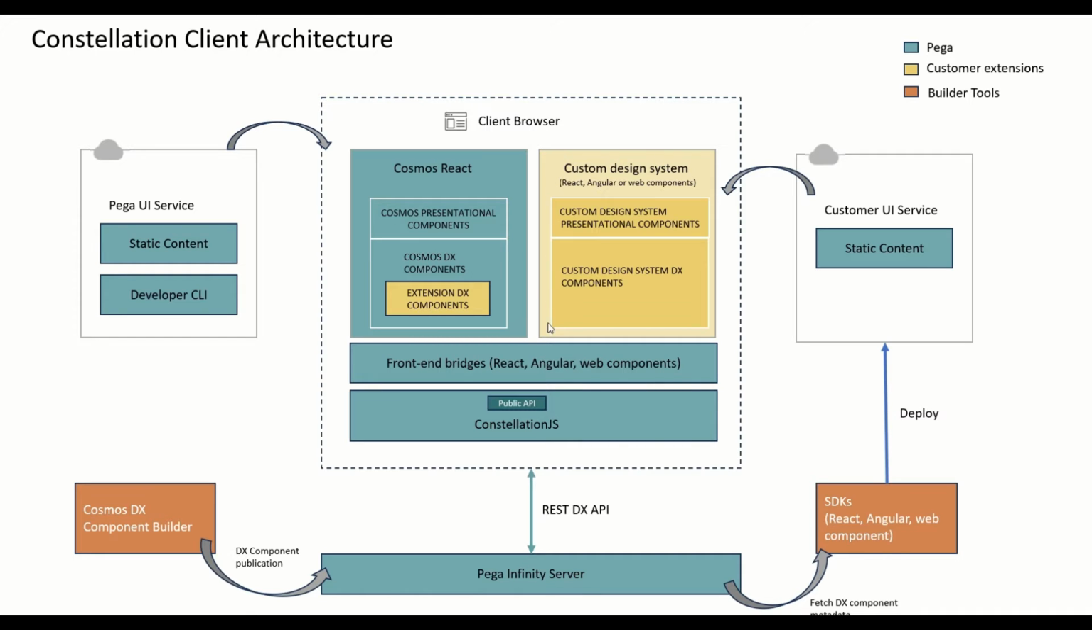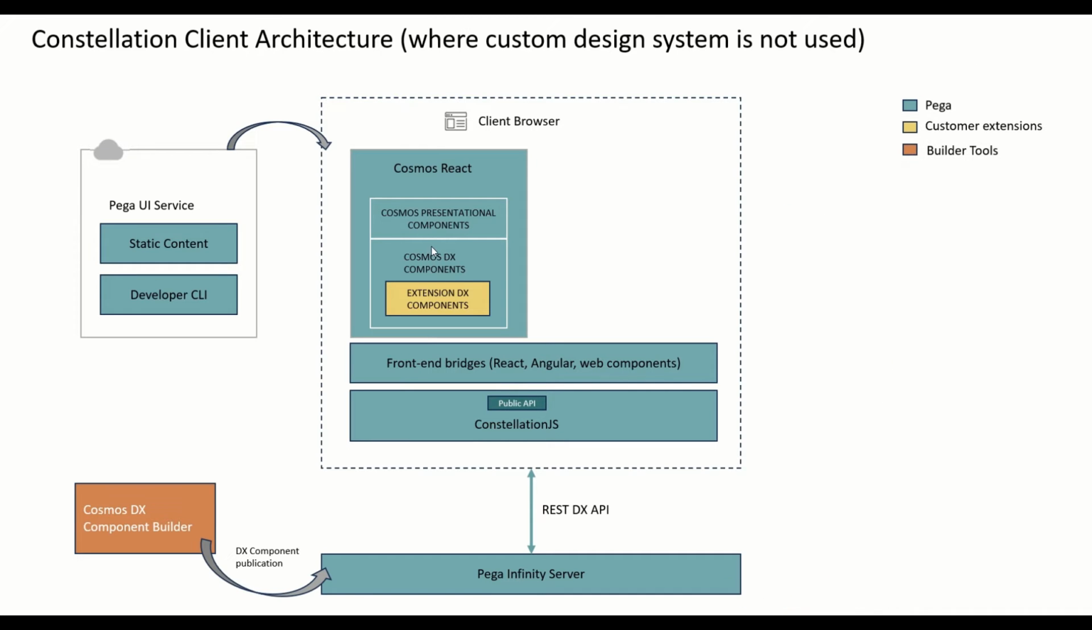Anyways, for the custom design system, we'll go there to understand the concept itself and the architecture itself. You need not worry about the custom design system as of now. For simplicity, I'll just hide that custom design system. If you are able to understand this Cosmos React, with what Pega is providing out of the box, the same architecture will hold good even for the custom design system. And we can go into that when we're actually going through that demo.